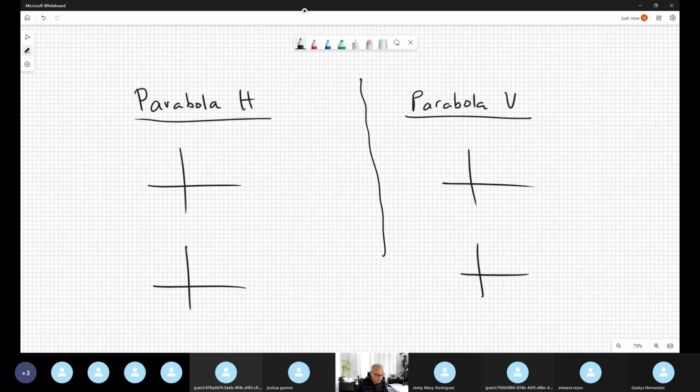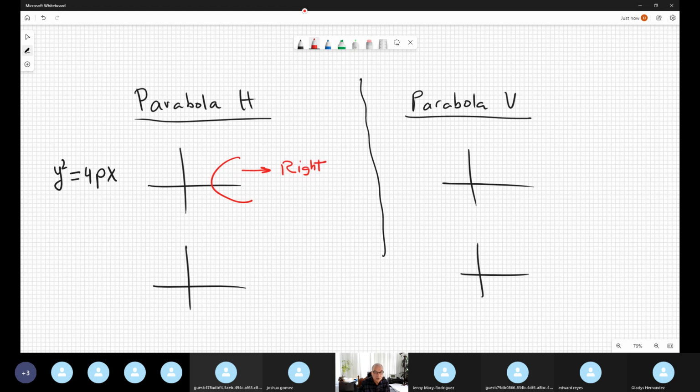Okay. The formula for the parabola is y squared equal 4px. I want to explain who p is after. When the equation looks like that, the parabola opens in that direction, to the right. It's horizontal and opens to the right when y is squared and x is not squared.